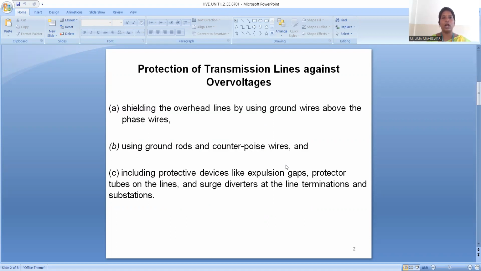The types of faults are symmetrical faults, that is three-phase fault, three line to ground fault, and unsymmetrical faults, that is line to ground fault, line to line fault, and double line to ground fault.